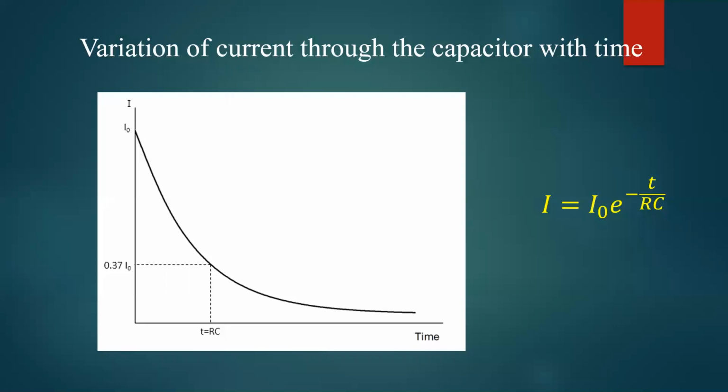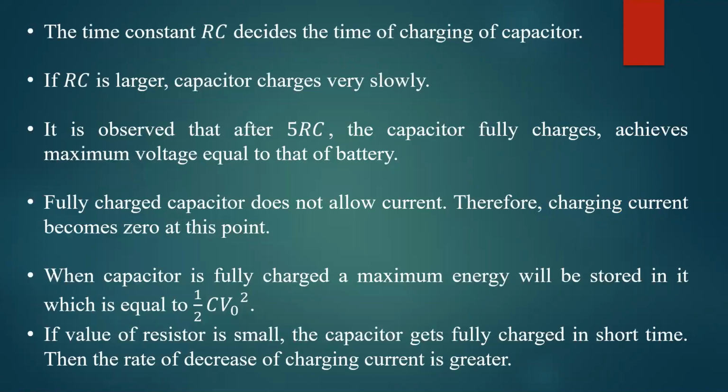So current through the capacitor decreases with time, and the expression for current is given by this particular relation, that is I equal to I naught into e to the power minus t by RC, where I naught is the maximum current and current I decreases with time. Okay, so this is about the voltage, charge and current in series RC circuit during the charging phase. Some important points you remember.